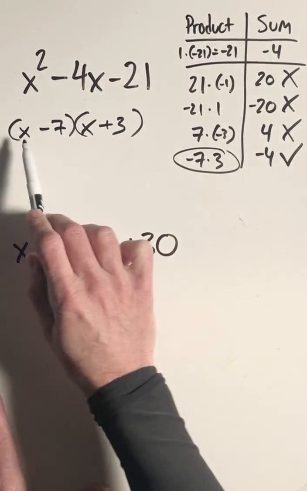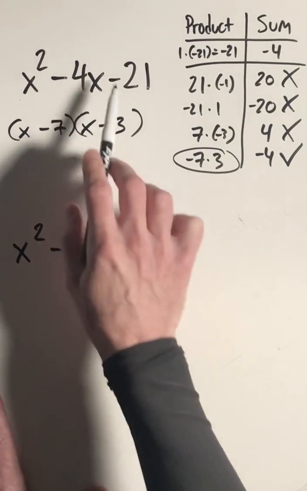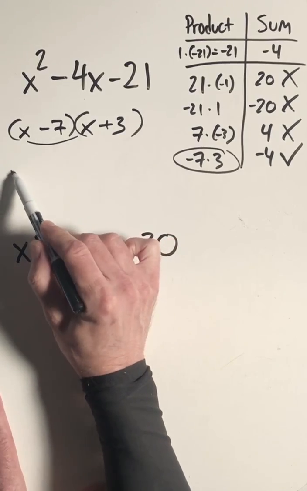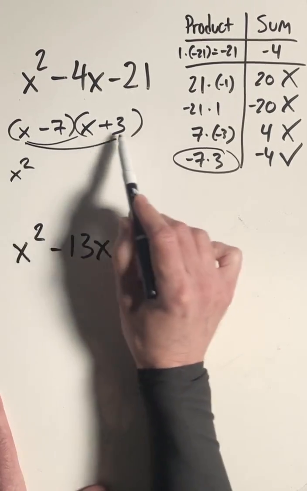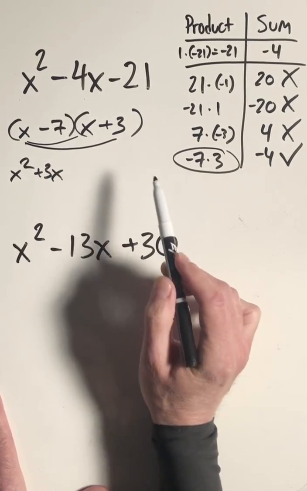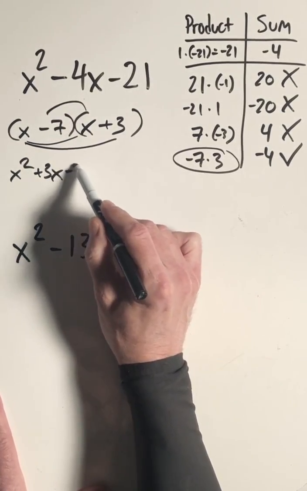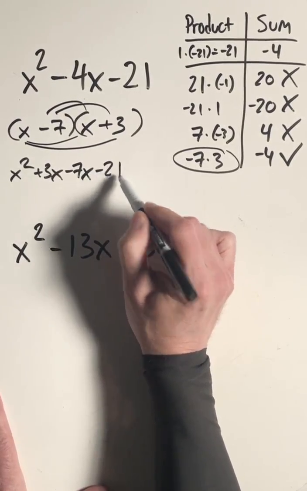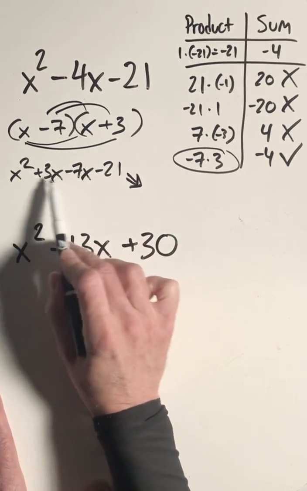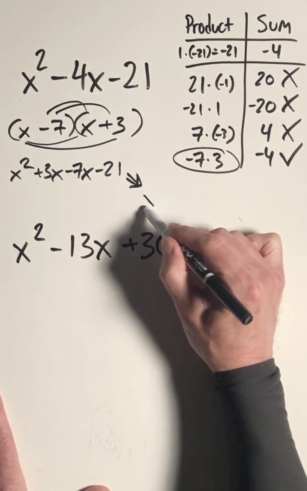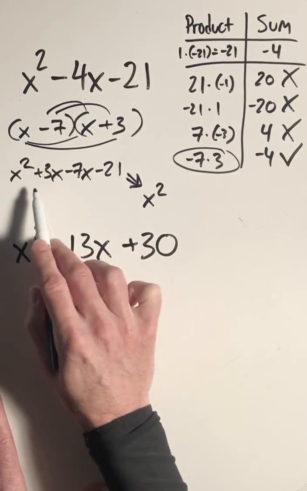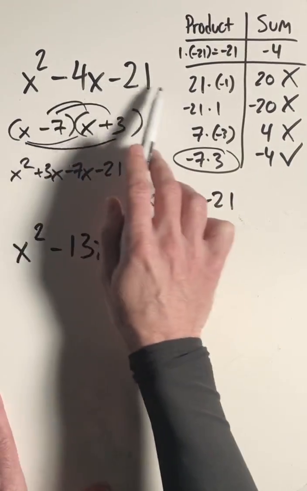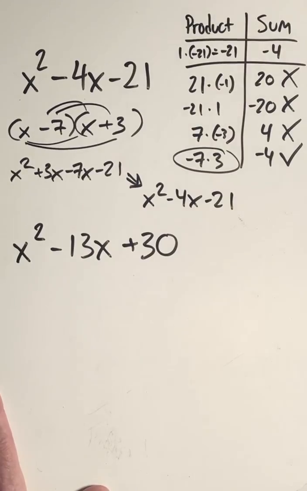To check that this polynomial factors, or divides, into these two factors multiplied together, we will check using FOIL. X times x is x squared. X times positive 3 is positive 3x. Negative 7 times x is minus 7x. Negative 7 times positive 3 is negative 21. Keeping in mind that these middle terms will combine, I can re-express this polynomial as x squared minus 4x minus 21, which is the same polynomial I started with, so I know I have factored it correctly.